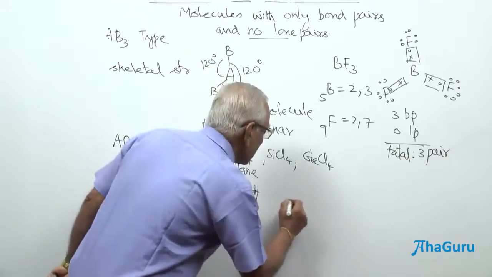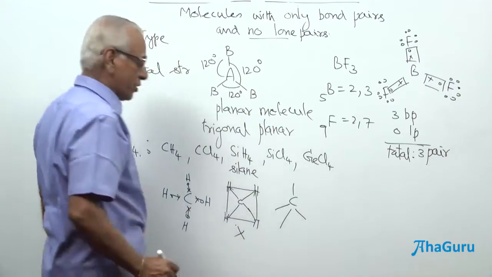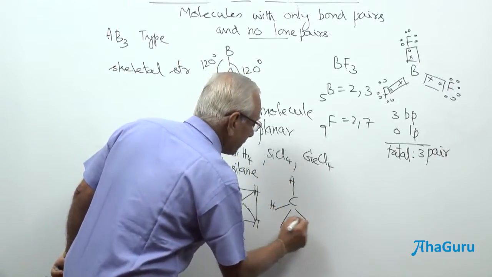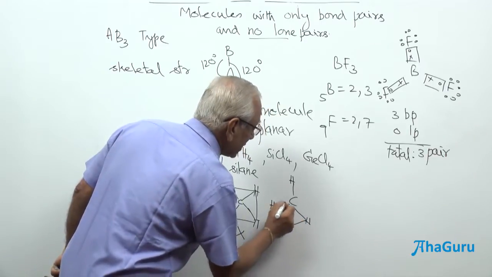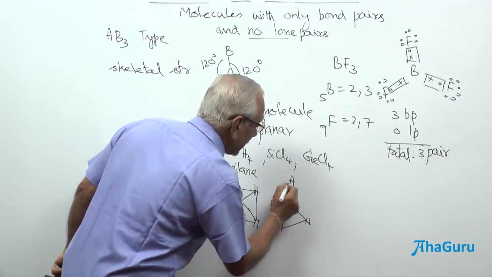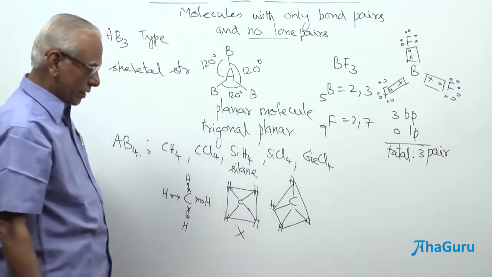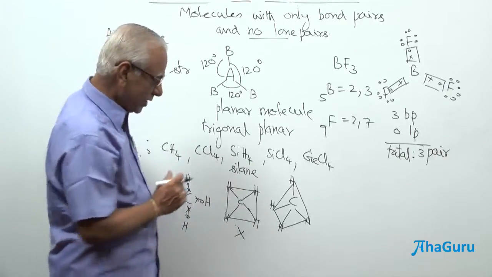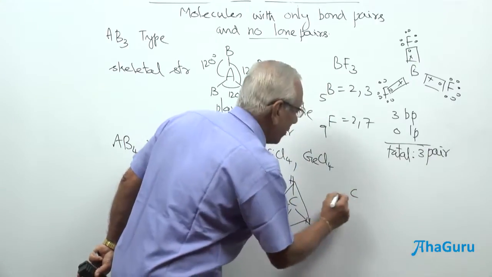Therefore, what should be the structure of methane? I am going to draw a tetrahedral structure. This is a tetrahedral, and since all the bond angles are equivalent here, this is called regular tetrahedron. Now, you want to visualize this molecule in space. You want to have three-dimensional geometry here.